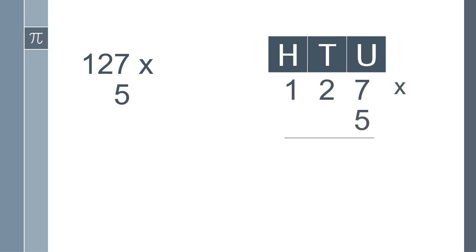So we set out our sum. We do 5 times 7, which is 35. So put the 5 in that column and carry the 3. 5 times 2 is 10. Add 3 is 13. So put the 3 in that column and carry the 1. 5 times 1 is 5. Add 1 is 6. And that answer we've got there matches the first number of our original sum. So we know that that is correct.